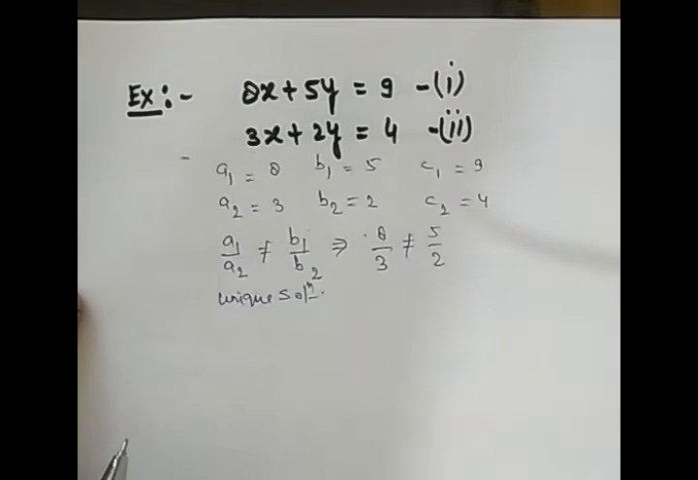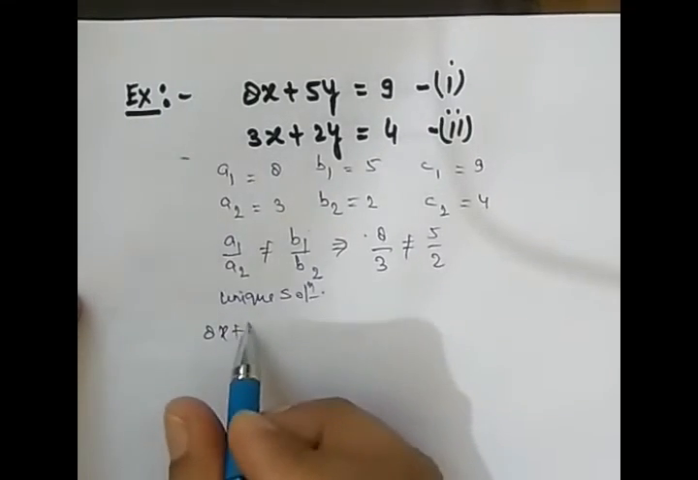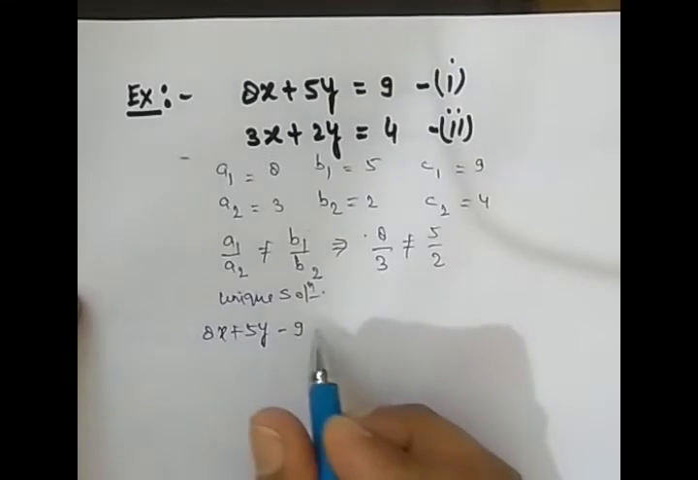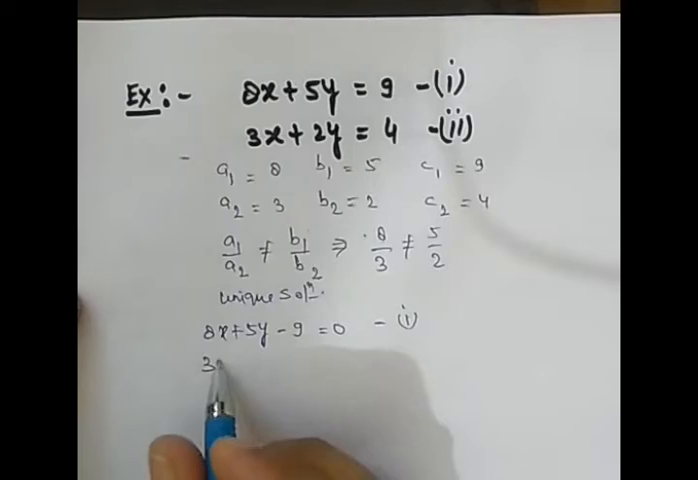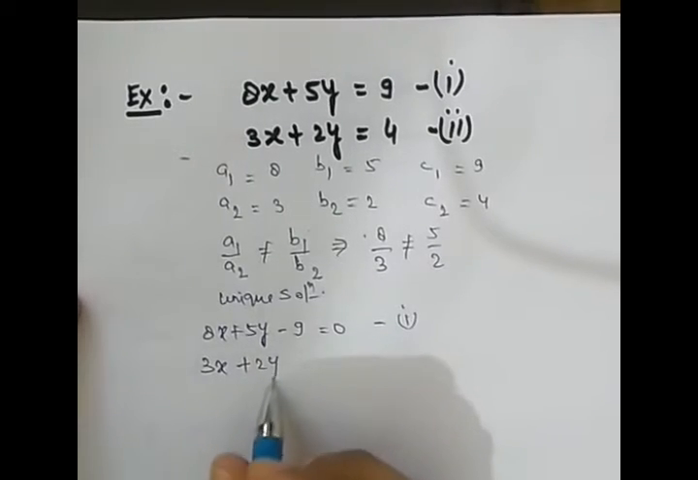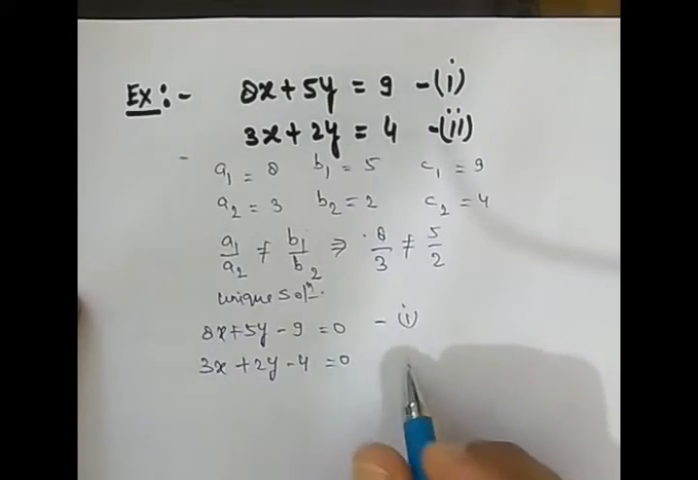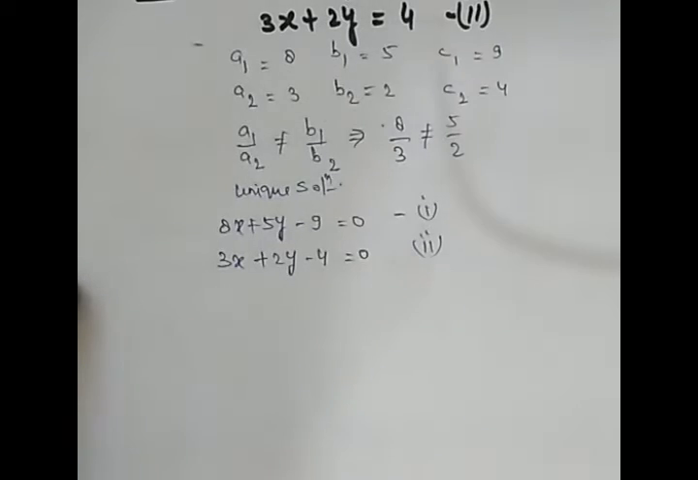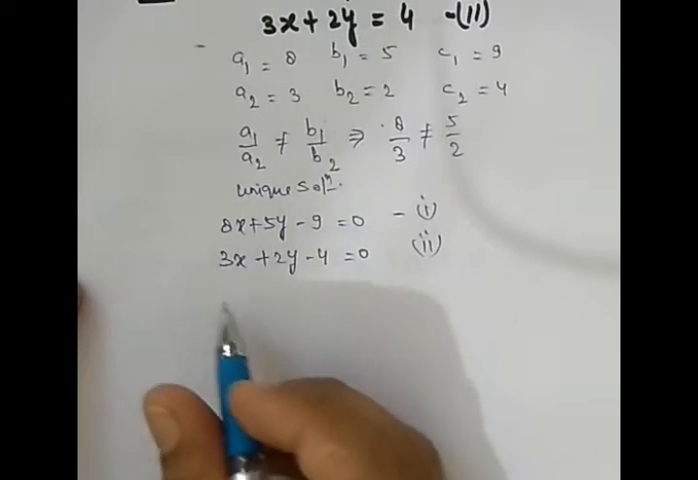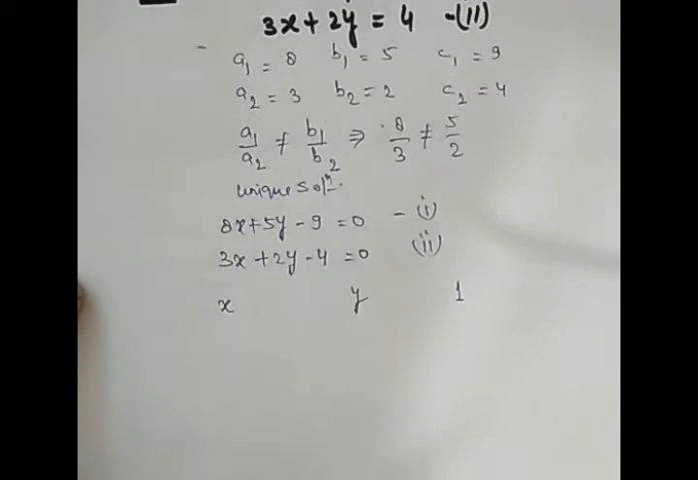Now we will try to solve it. So first of all, we will write the equation in the standard form. 8x plus 5y minus 9 is equal to 0, equation number 1. And the second is 3x plus 2y minus 4 is equal to 0, equation number 2. Now what we have to do, we will use the method that we will write here x, then the y, then the constant term 1.